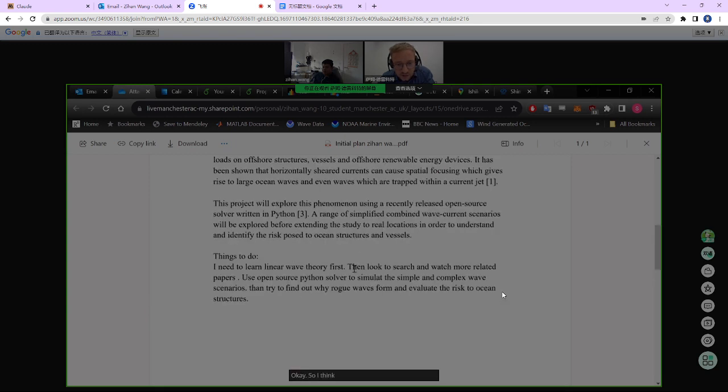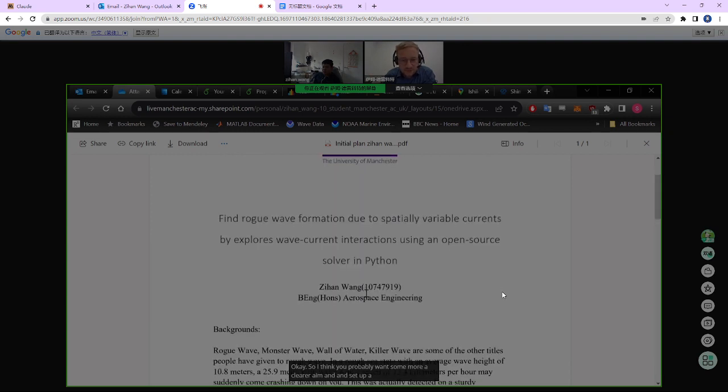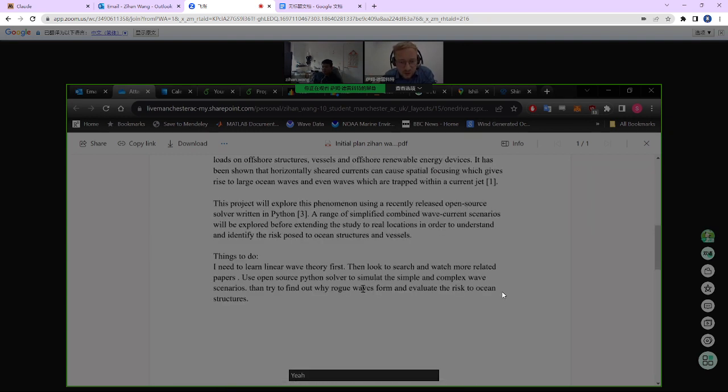So I think you probably want a clearer aim and set of objectives here. Because at the moment, you've got some basic things to think about: learn linear wave theory, read some papers around the issue of wave current interaction, particularly around rogue waves, and then you're going to use the model. So this is broadly what you're going to do, but at this point, you want to have a pretty clear aim and specific objectives. How are you going to reach that aim?